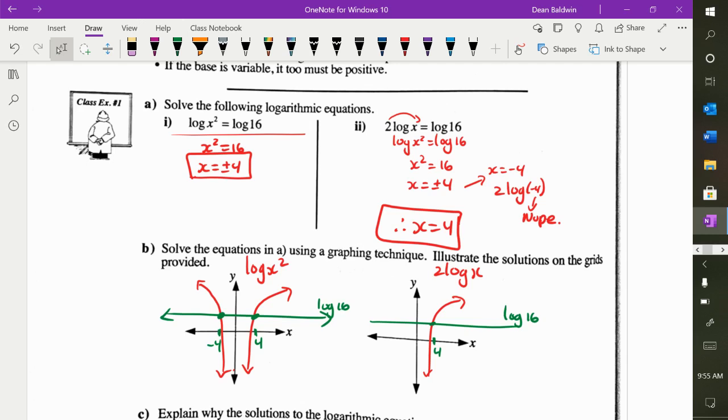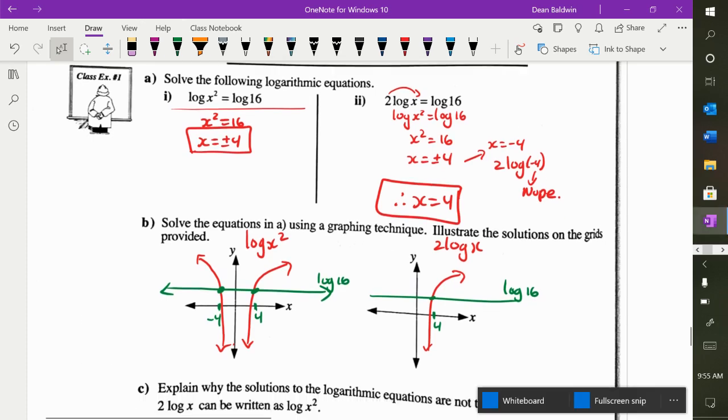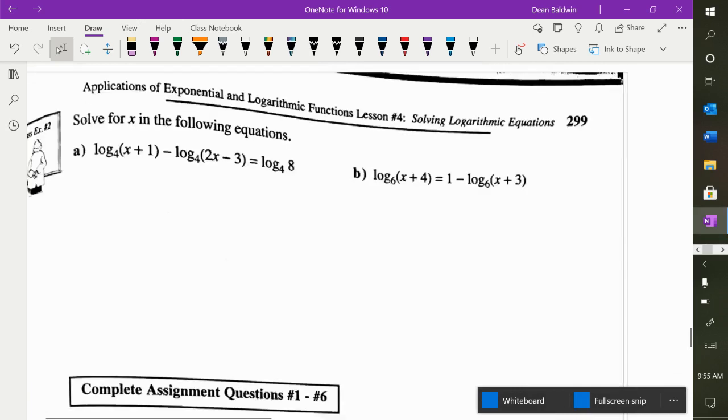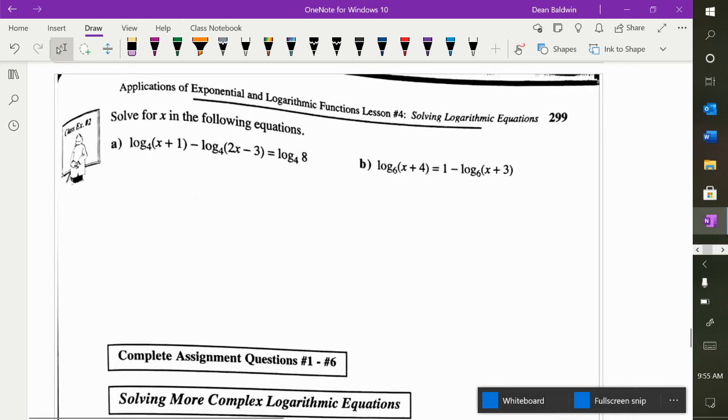All right. We'll do one more, and then I'll give you some time, and that'll be it. So flip the page, please. 299.